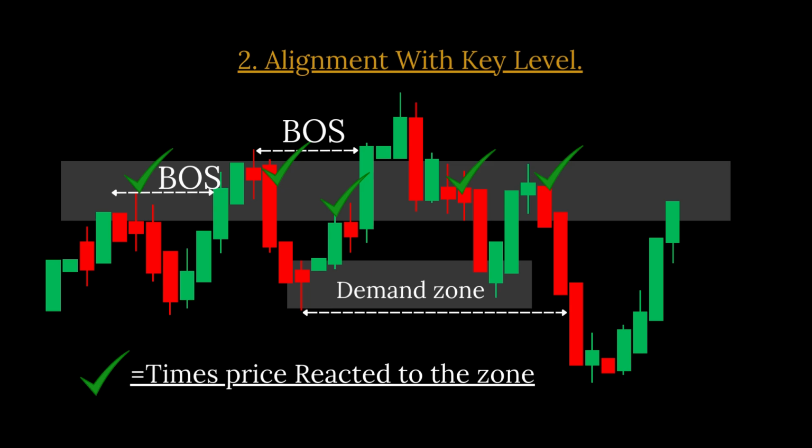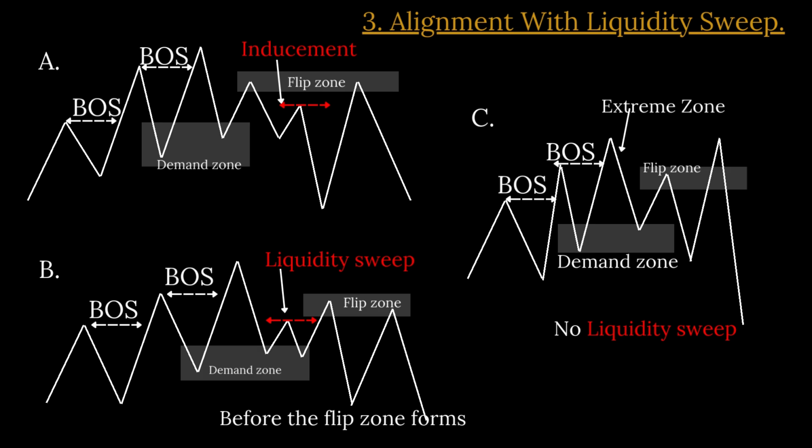High probability flip zones often overlap with key levels that have been tested multiple times as strong support or resistance, as these levels hold significant institutional liquidity and order flow, making them more likely to act as reliable zones when flipped, especially if they coincide with psychological price levels, volume profile, or trendline intersections that amplify their importance.